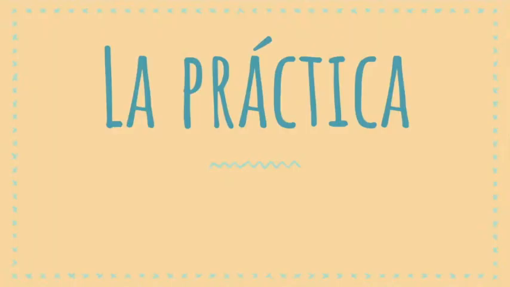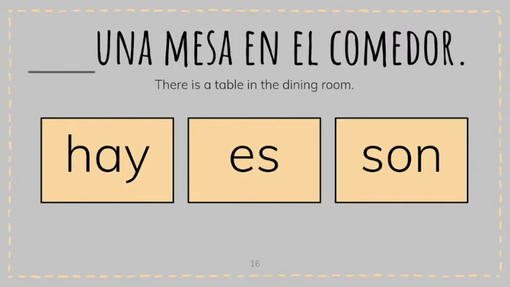All right, so let's do a little bit of practice in deciding when to use hay, when to use es, and when to use son. The sentence that we're trying to form is there is a table in the dining room, okay? So are we going to use hay, es, or son in the sentence? The first thing that we have to do is take a look at our English sentence and decide what we're doing. Are we describing or are we talking about the existence of an object? In this case, we're talking about the existence of an object, okay? So which of those three talks about existence? Does hay talk about existence? Yes, it does. Okay, but let's go ahead and review the other ones just in case.